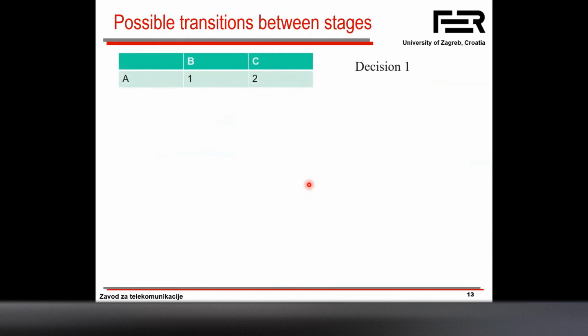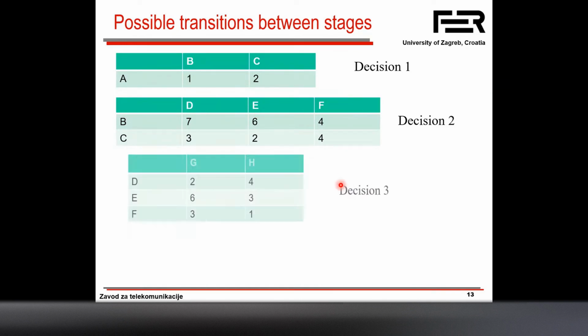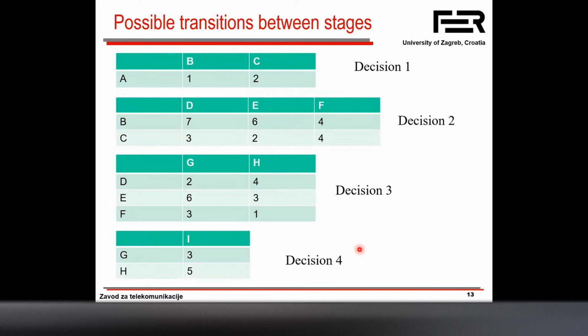Okay, what are the possible transitions between the different stages? If I'm in A, I can go to B or C, and these are the lengths. If I'm in B or C, I can go to D, E, or F. And so on. This is just taken from the previous picture, and the final stage, decision 4, is if I need to end at the last node. I can get there from G or from H.